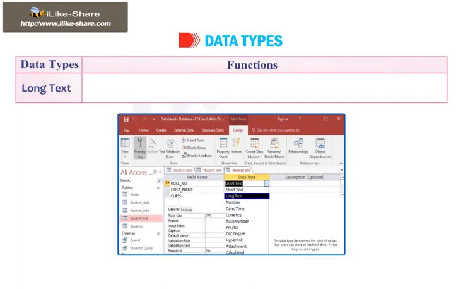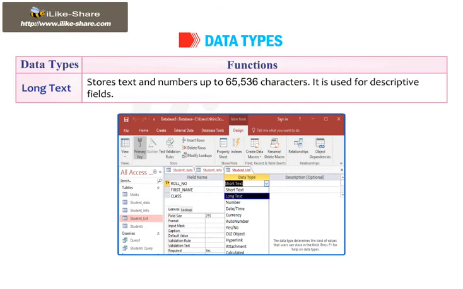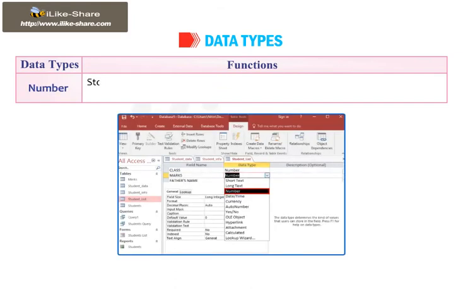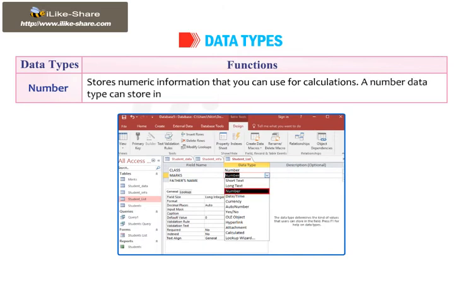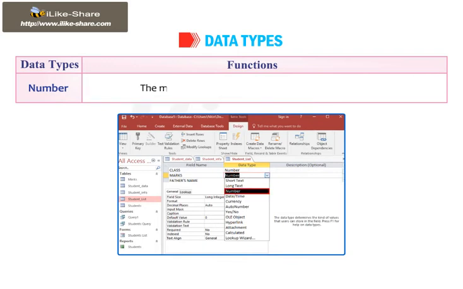Long text. Stores text and numbers up to 65,536 characters. It is used for descriptive fields. Number. Stores numeric information that you can use for calculations. A number data type can store integer values as well as decimal values. The maximum size of a number field can be 16 bytes.